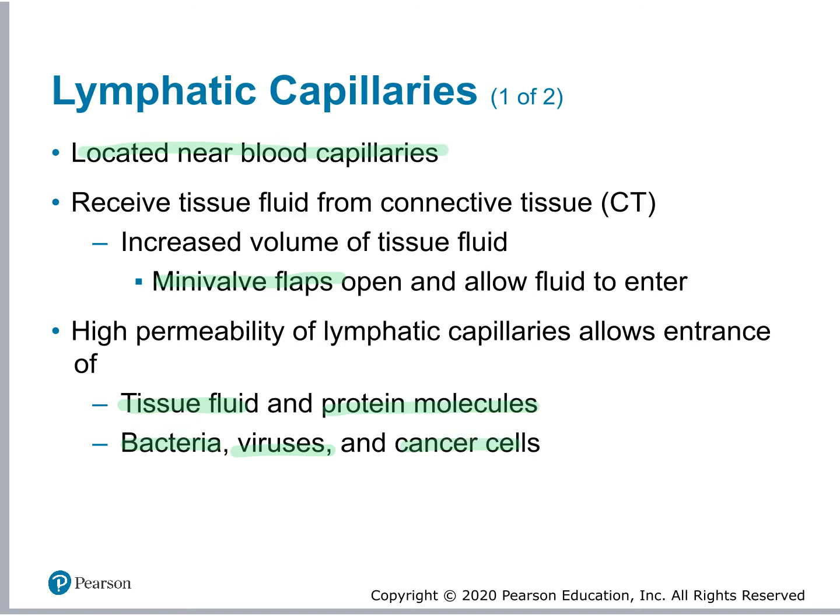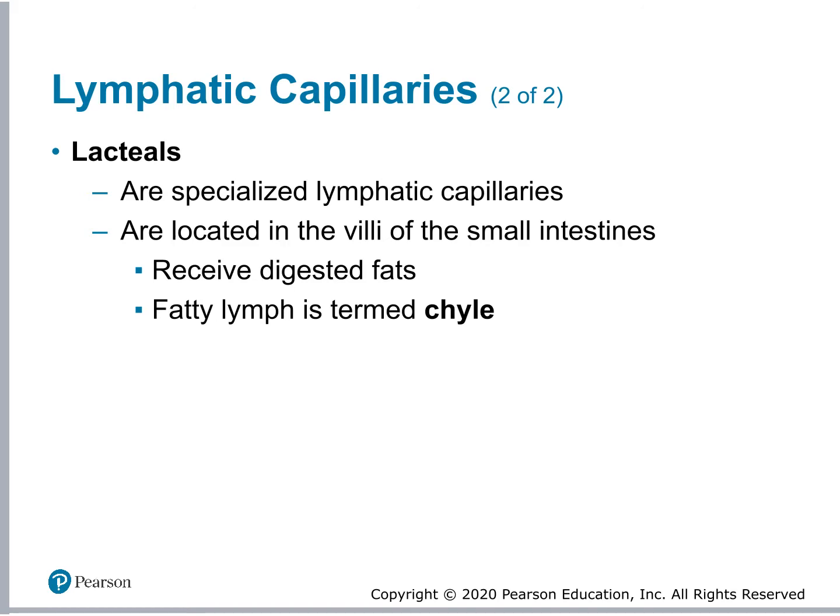and cancer cells. There's a specific type of lymphatic capillary found in the small intestinal wall, and they're called lacteals. So lacteals absorb digested fats, or fats that have been absorbed through the intestinal lining will then go into the lacteal. But instead of calling the fluid inside of a lacteal lymph, it's called chyle, C-H-Y-L-E. So chyle is absorbed fats from the small intestines.